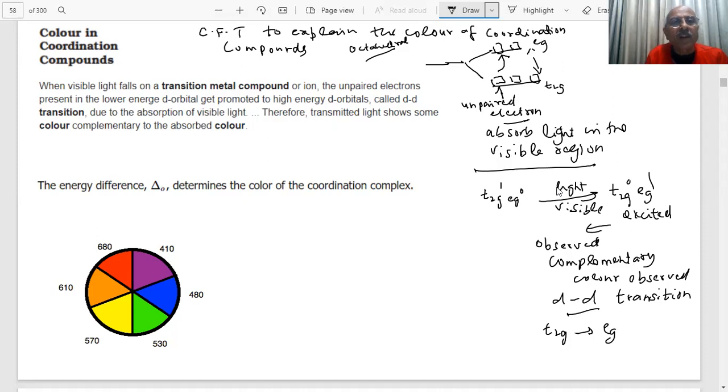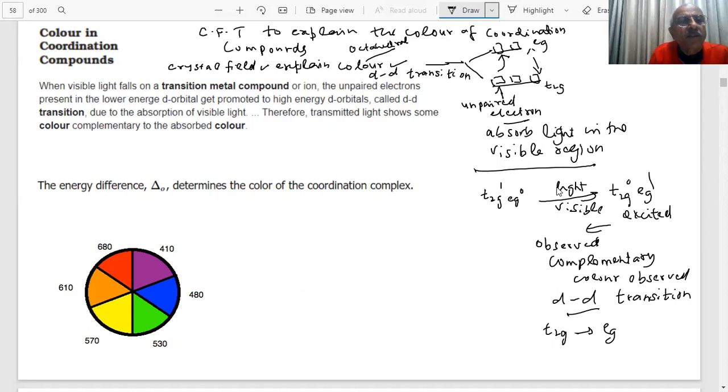So color in coordination compounds can be easily explained by which theory, students? Crystal field theory. So that is the reason that crystal field theory can explain. I am saying crystal field theory can explain, student, the color of the coordination compounds, the color due to d-d transitions. Is it clear?